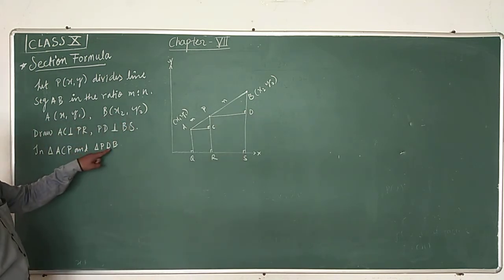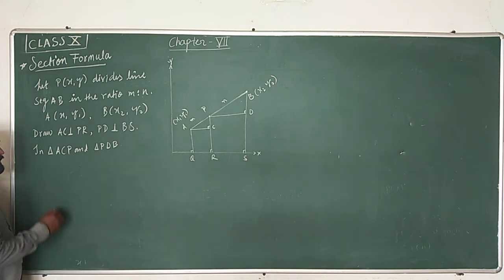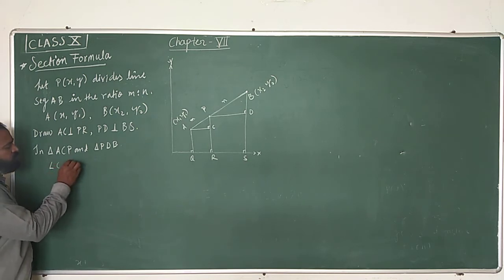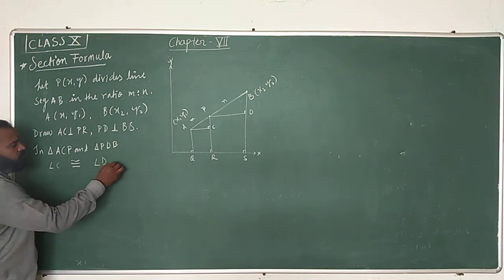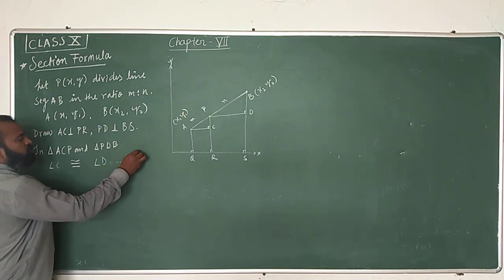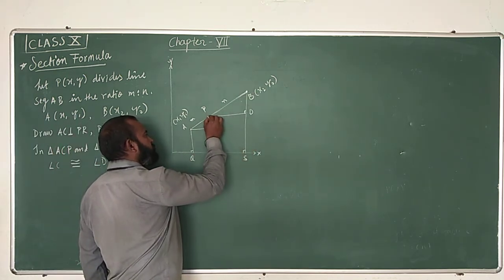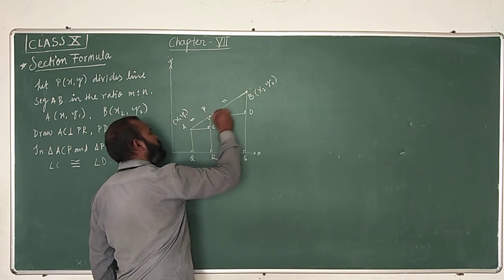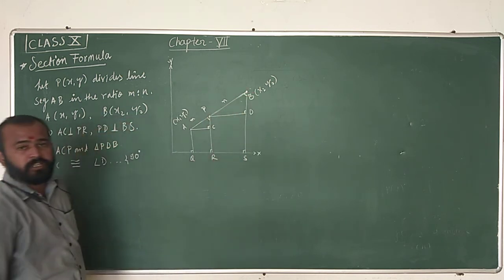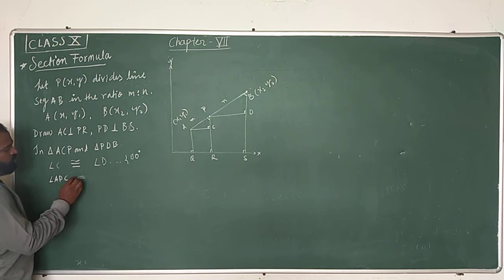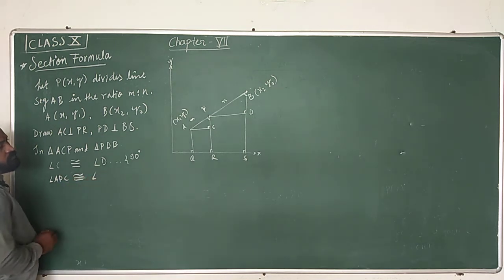So angle C is equal to angle D. This is part of similarity, but okay, angle C is congruent to angle D, each of 90 degrees. I am writing it in short form. Then see, these two are parallel lines, right? As these two are parallel and this one is a transversal, this angle will be equal to this angle. They are corresponding angles. So we can write angle APC is congruent to which angle?